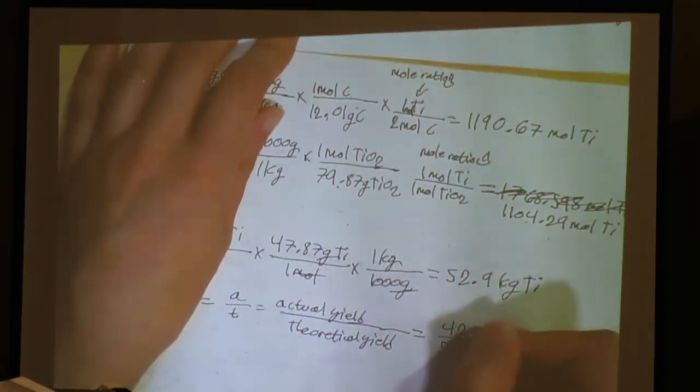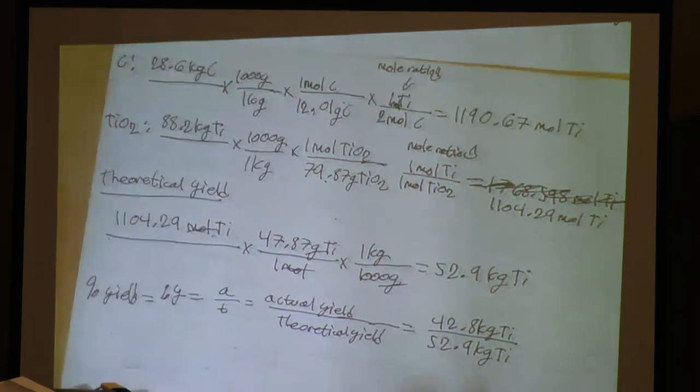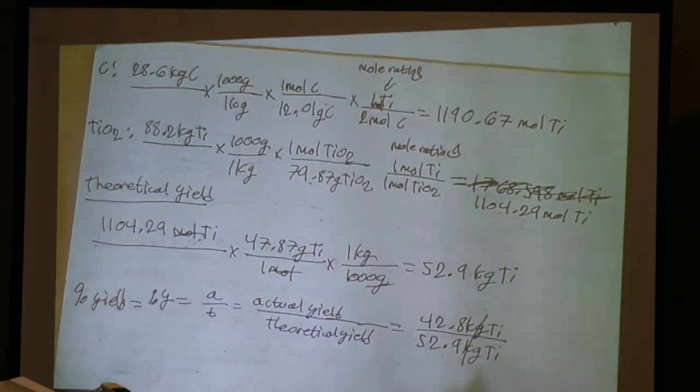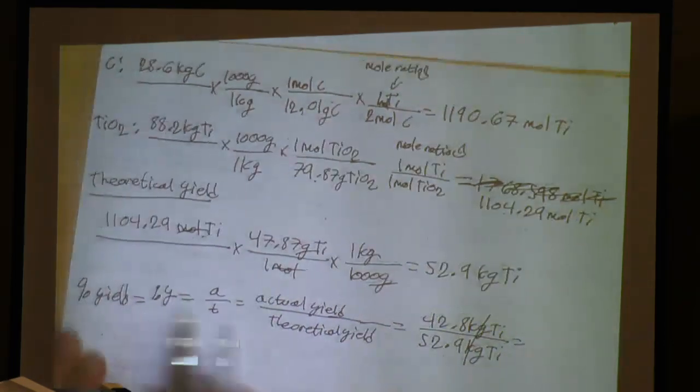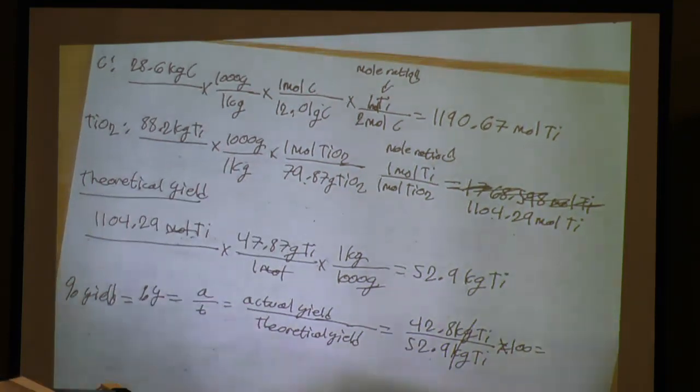So now we'll plug that in. 42.8 kilograms of Ti over 52.9 kilograms of Ti. And a good indicator that we're doing the right thing is that our answer isn't going to have units, right? It's a percent. So our kilograms are able to cancel out, and we're going to get a percentage. Well, for a percentage we have to multiply this by 100, right? Otherwise it's going to give us a decimal.